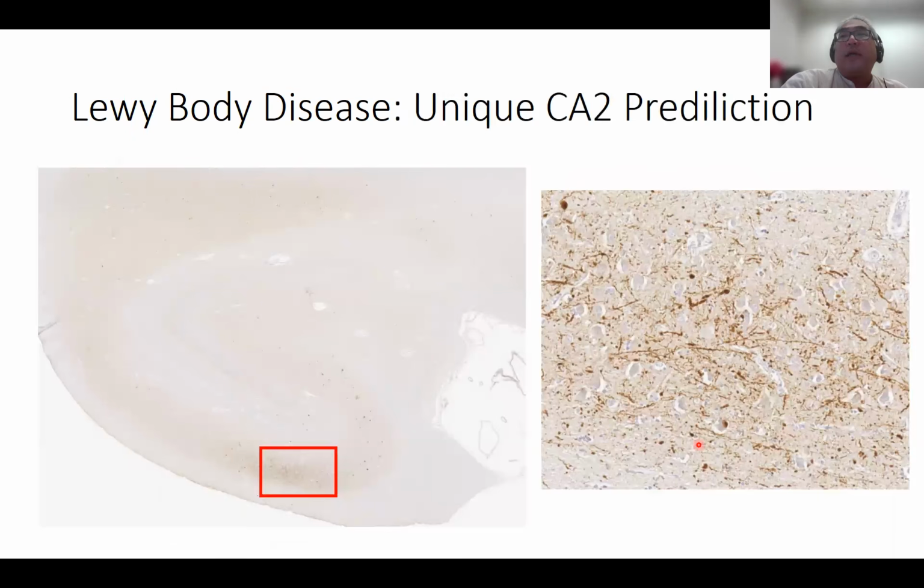Just to point out that Lewy body disease actually shows this very interesting pattern in the hippocampus, which you shouldn't think is an artifact or something, where it really likes to hit CA2 more so than CA1. And you can see in a higher power image these fine neuritic processes in CA2. So this is real Lewy body alpha-synuclein pathology. And for some reason, it likes to hit CA2.